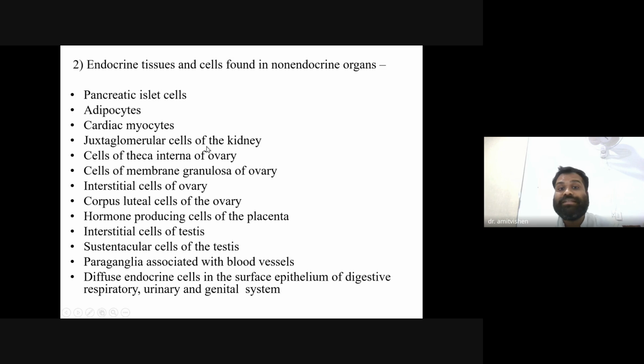And juxtaglomerular cells of the kidney. These are also endocrine cells present in non-endocrine organs. Cells of the theca interna, the cells of the membrana granulosa, interstitial cells of the ovary, and corpus luteal cells of the ovary, these all are endocrine cells but are present in non-endocrine organs. Some more examples are sustentacular cells of the testes and interstitial cells of the testes. So I'm going to discuss all the endocrine and non-endocrine glands of the animal body.